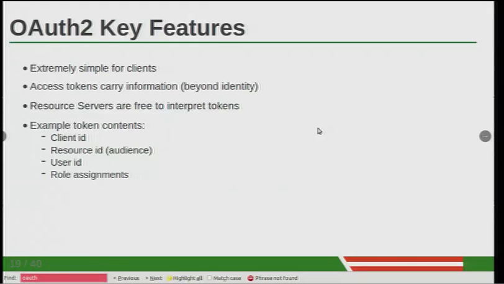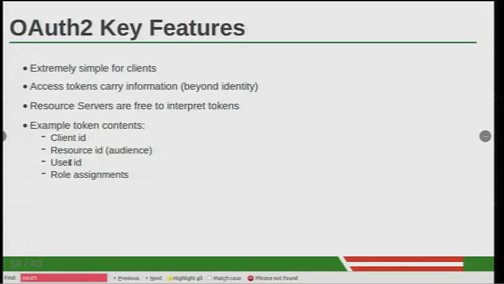Extremely key feature, the access tokens carry information beyond just the identity. It might not even be the identity, but you can basically overload as much information as you want into that token, just by encoding it in the token itself or using a token as a key to some shared storage or whatever you want. So those are the questions I answered earlier. Examples: the resource servers basically can do what they want with the tokens, and things you might want to put in there are the client ID, the audience that we looked at briefly there, the resource ID.